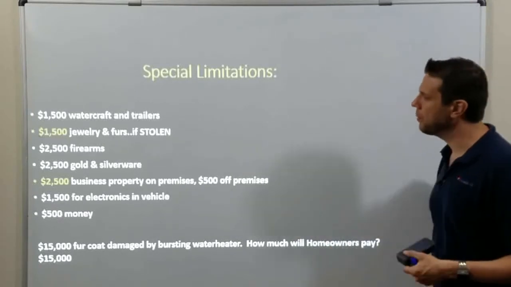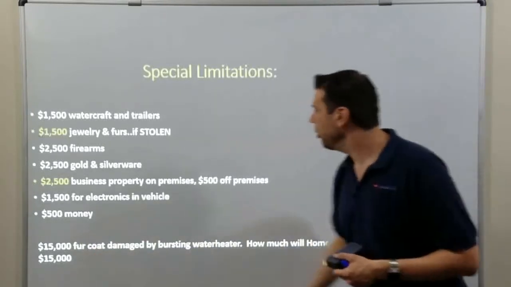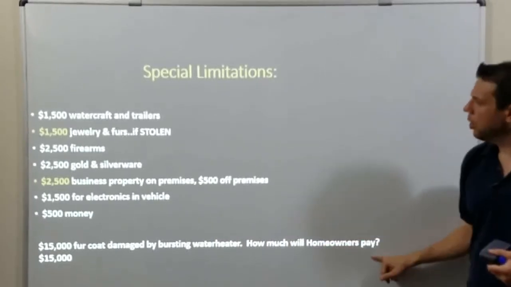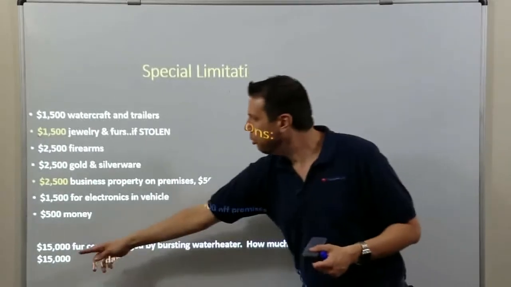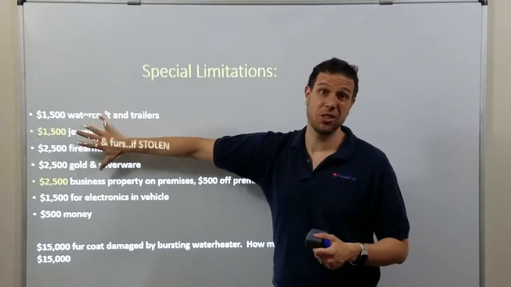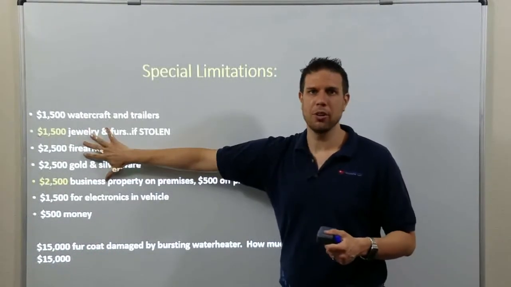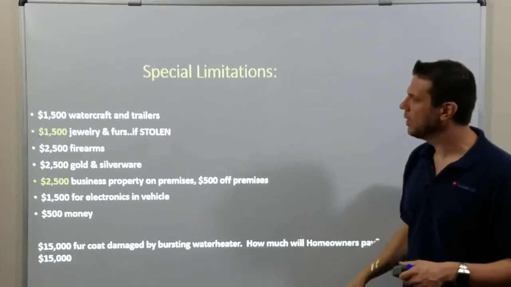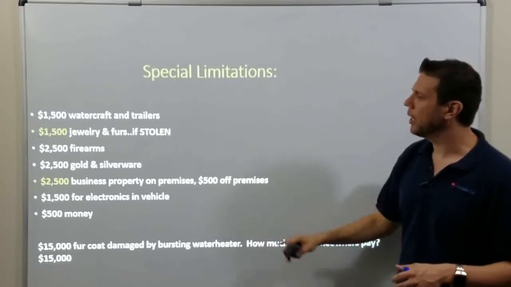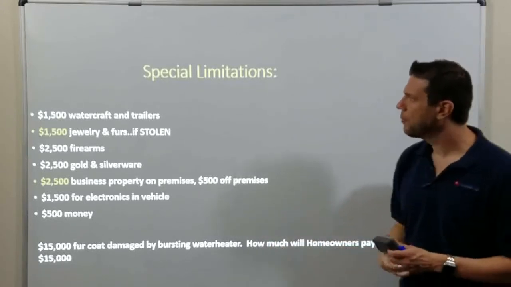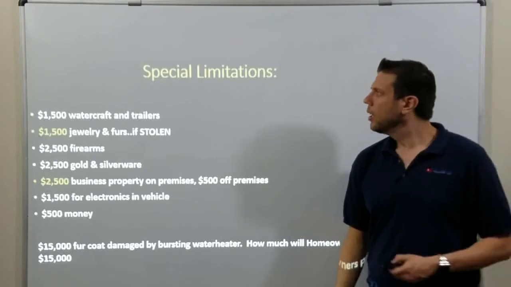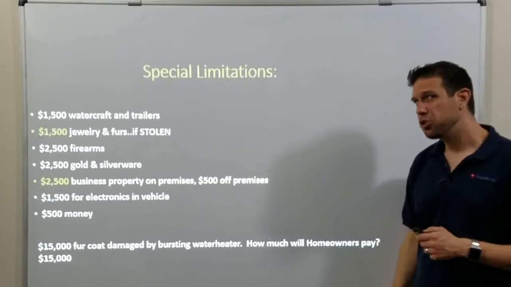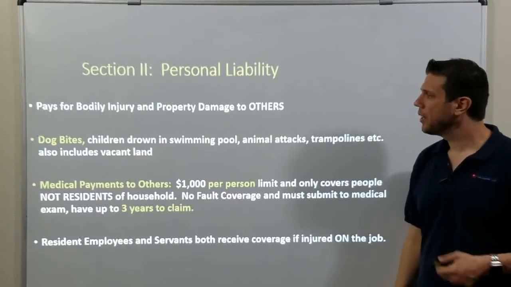Here's another test question. A $15,000 fur coat is damaged by an accidental discharge, a bursting water heater. How much will homeowners pay? It'll pay the full value because these limits only apply if it's stolen. So these don't apply to covered perils like fire and bursting water heaters, stuff like that. This stuff is difficult to memorize. It's not super important to memorize them.